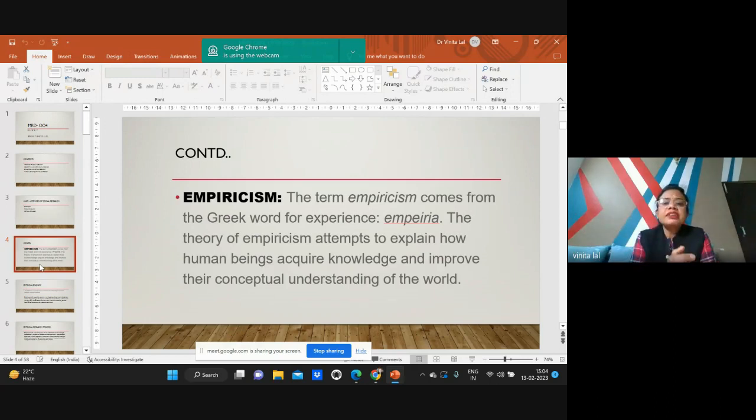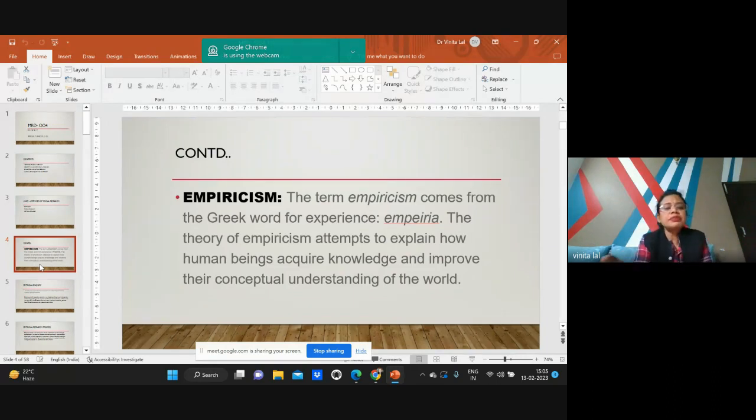Empiricism is from a Greek word for experience, empiria, and the theory of empiricism attempts to explain how human beings acquire knowledge and improve their conceptual understanding of the world. It is a philosophical theory applicable in many disciplines like science, social science, software development, and human knowledge, and it comes predominantly from experiences gathered through the five senses. So in empiricism, knowledge is spoken of as a posteriori, or from the latter, being gained from experience. Simply put, empiricism is the idea that all learning comes from experience and observation.